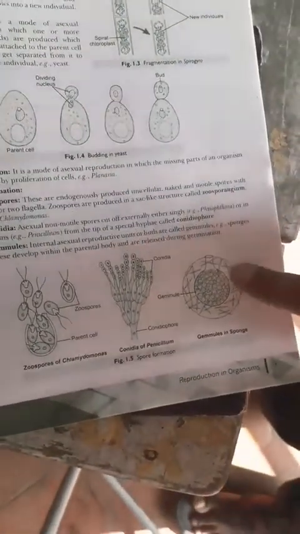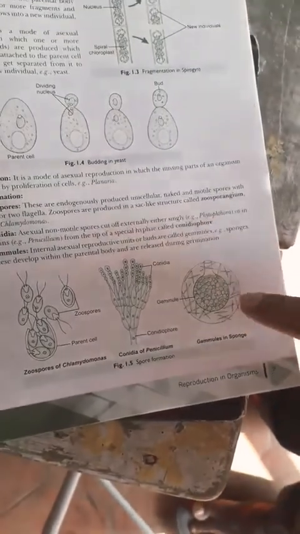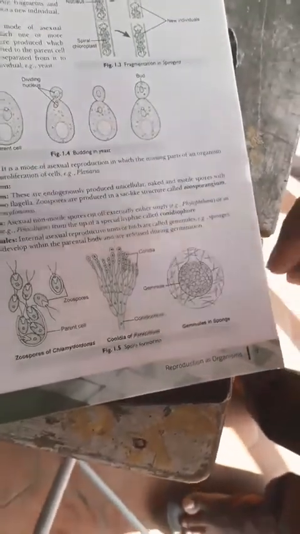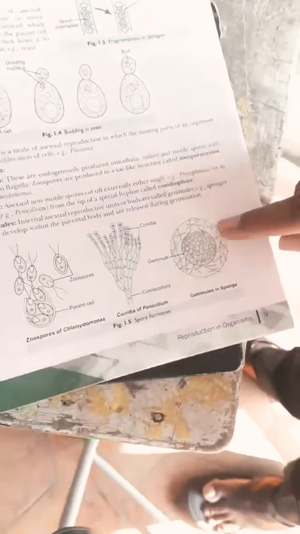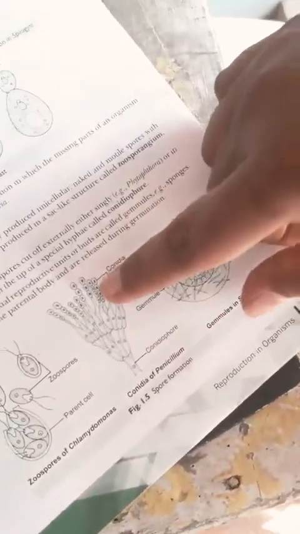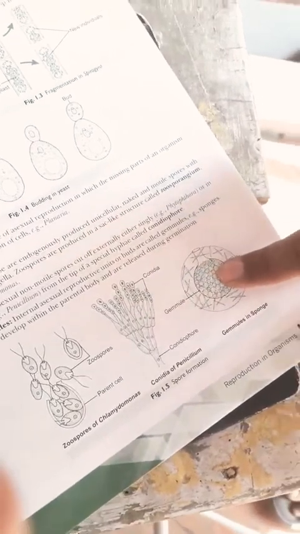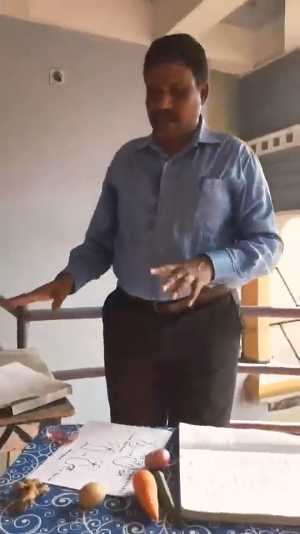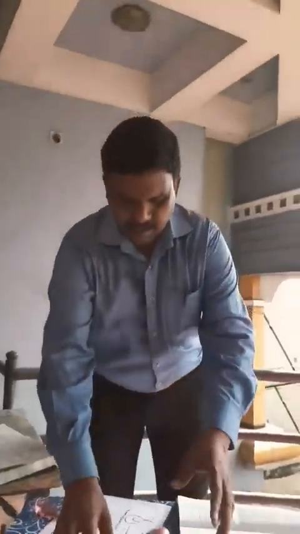One thing you can see here is that the offsprings or the buds are produced within the parent cell in some cases, and in others they are exposed. So this is called exogenous and this is called endogenous. So friends, today we have studied asexual reproduction in this particular part. We have seen asexual reproduction in lower forms and another in the higher forms.